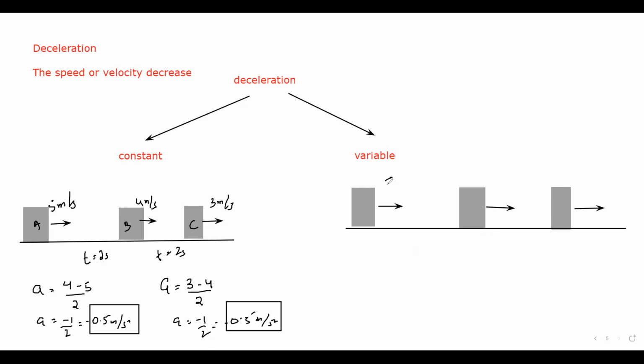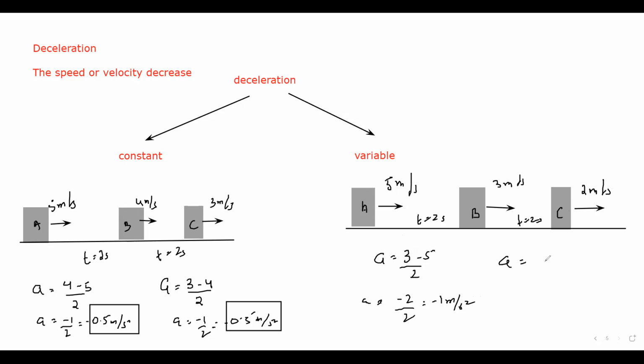So here in this example, it is 5 meter per second, then it is 3 meter per second, then it is 2 meter per second. So what about the deceleration? Whenever speed decreases, we use the term deceleration. So what is the deceleration? 3 minus 5 divided by, for example, the time interval of 2 seconds. So 3 minus 5 divided by 2, that's equal to minus 2. So minus 2 divided by 2, that's equal to minus 1 meter per second square.